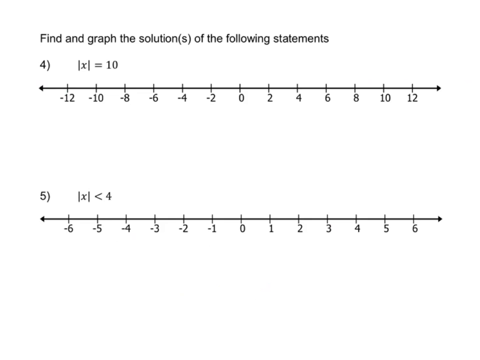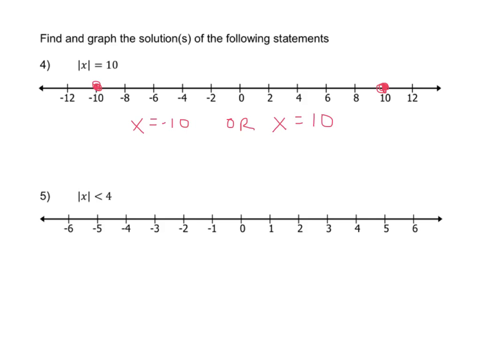For number 4, we want to find the numbers whose absolute value is equal to 10, the numbers that are 10 spaces away from 0. What numbers are exactly 10 spaces from 0? That would be 10 and also -10. -10 is 10 spaces from 0, and 10 is 10 spaces from 0. So the two answers would be x equals -10, or x equals 10. All right, 5. Let's see if you got the answers to this one.